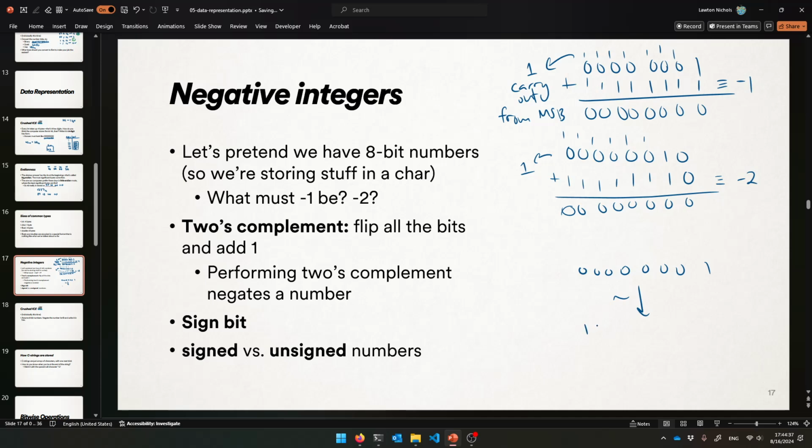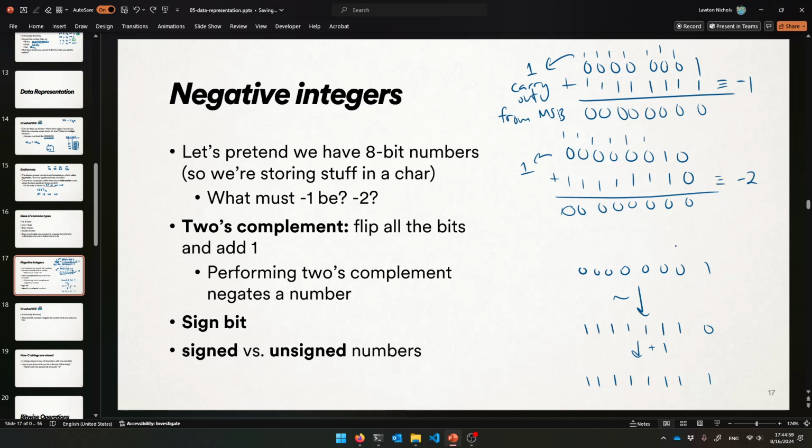And that would produce, if I flip all the bits from 0 to 1 and 1 to 0, I get that, right? Flipping all the bits. And then you add 1. Well, there's room in that rightmost bit for 1 more, and so that would be my +1. And you can do the same thing again to negate it right back to +1. Because if you flip all the bits, you get 0, you add 1, you're back at 1.